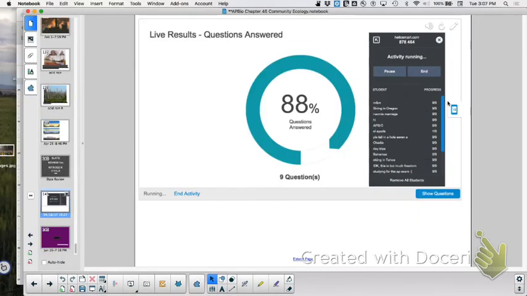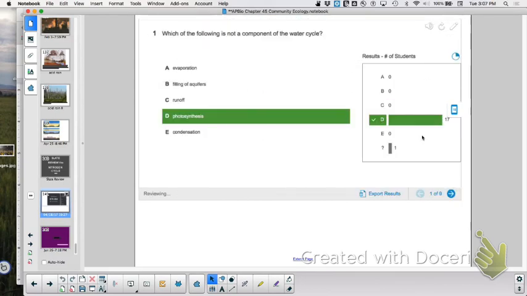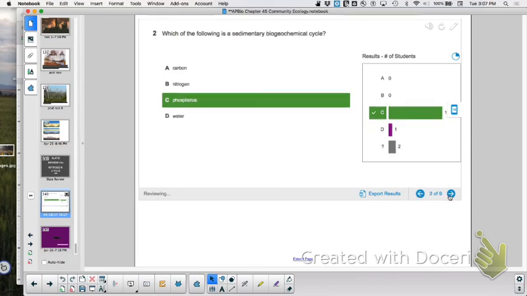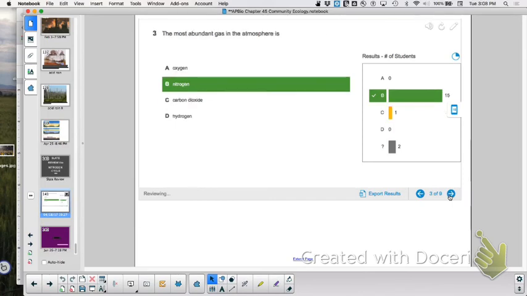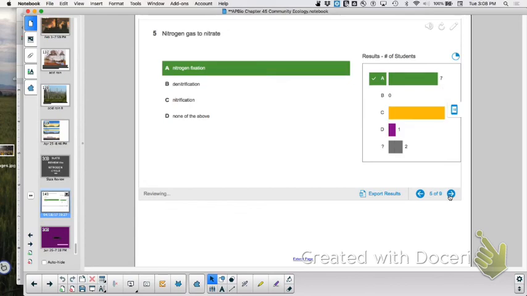Okay, guys, can we please just go through them quickly together instead of having you all be at different spots? That way it'll facilitate any kind of discussion. Good job. Number 2. Yeah, the water cycle is not a sedimentary cycle. Most abundant gas, nitrogen. Most of you got that. Nitrate to nitrogen gas. Good job. Uh-oh. Nitrogen gas to nitrate is nitrogen fixation. How could you have done that? What's it called?